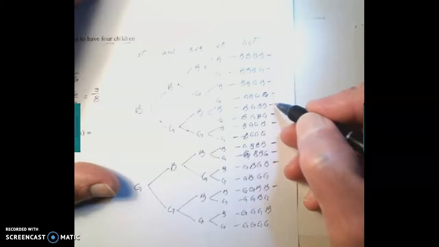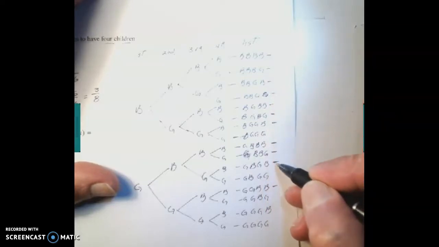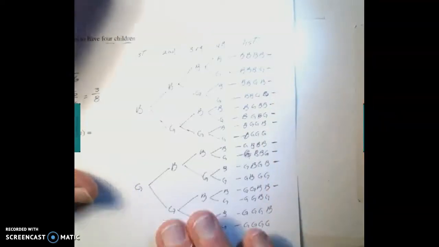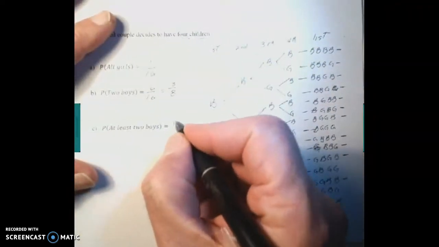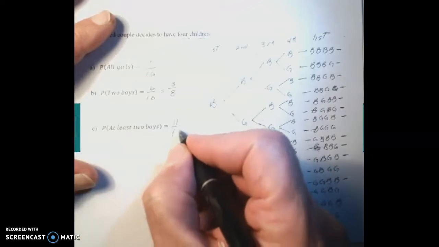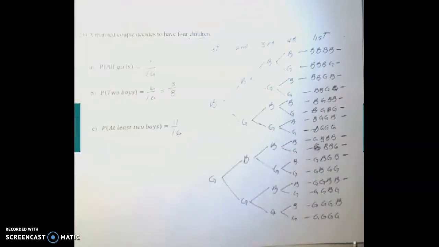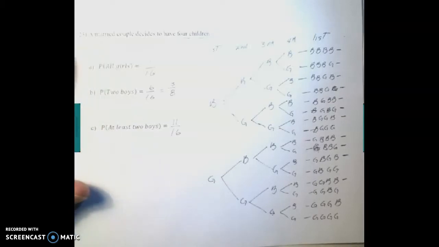So 2, 4, 6, 8, 10, 11. 11 of them would have at least 2 boys. 11/16. And I'm going to check the answer key before I shut this down to see that that is correct. And that is it. It's 11 out of 16. Making sure I didn't miss any.